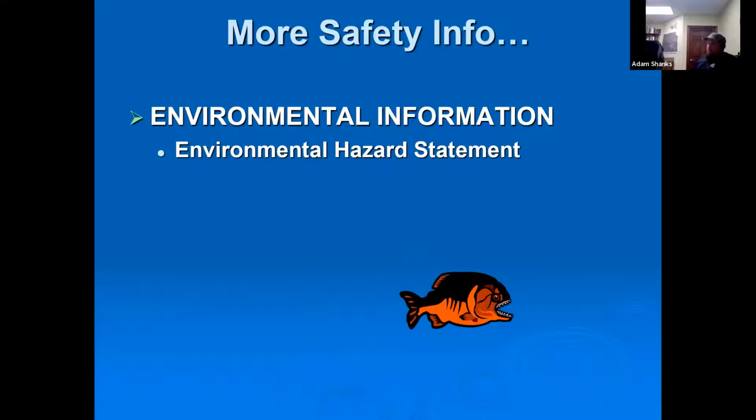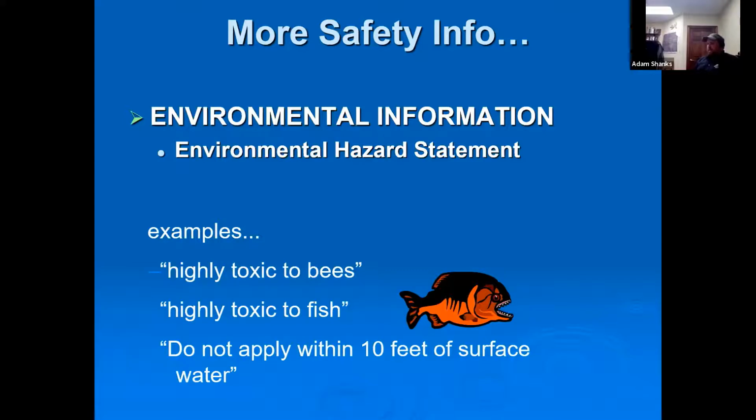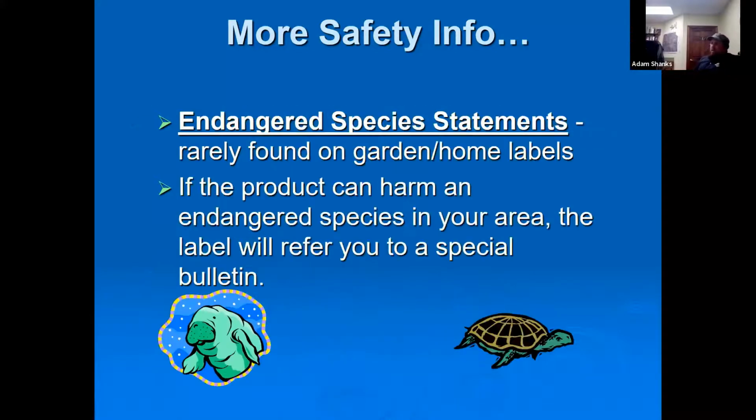Some more safety information, environmental hazard statements. If it's toxic to bees or fish, don't apply within 10 feet of surface water if you've got a pond or something around. All this information will be found in the label. Endangered species, I think there's one county in Indiana that has an endangered species. But in Indiana, you generally don't see a statement like this for products, but it's definitely something to be aware of if you are in other states, to take a look at before you're applying a product.